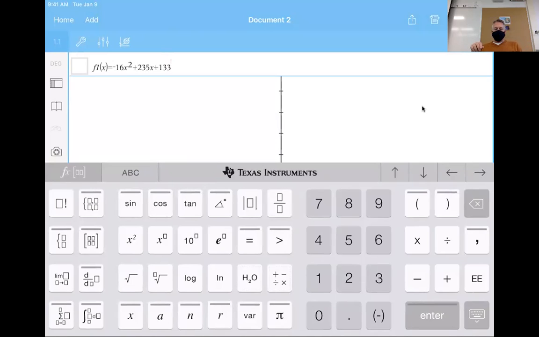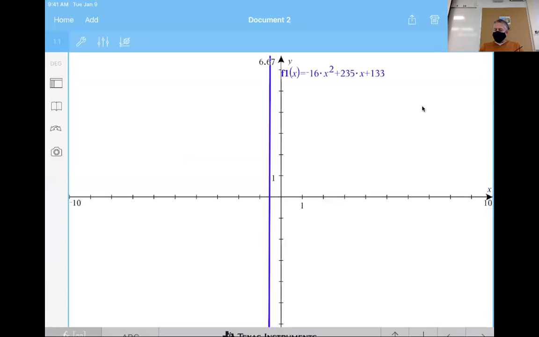So first, I'm expecting some things to happen. I think it's going to be a parabola because it's a squared term. And I think it's going to open upside down because of the negative 16. That's going to be like the height is going to come back down. So I'm expecting that upside down U shape. Now, if I hit enter, it certainly does not look like that.